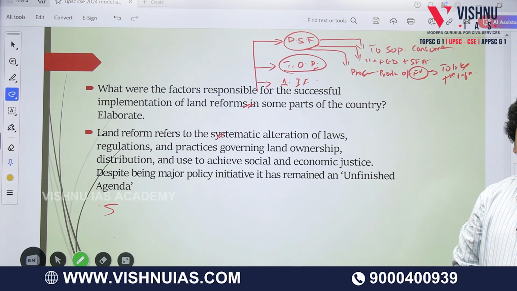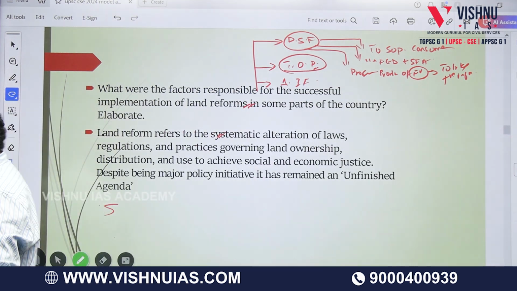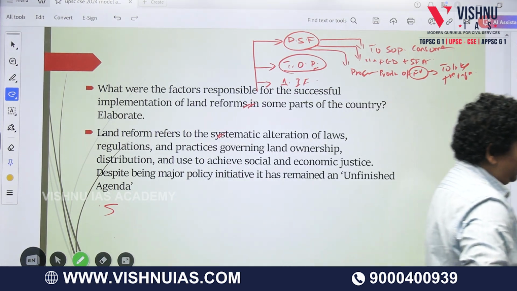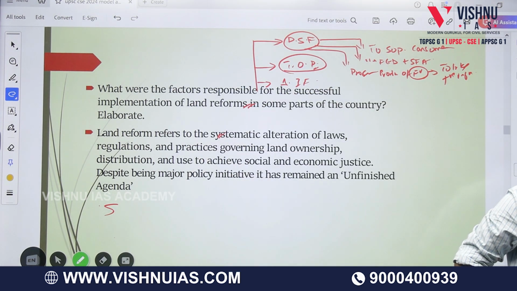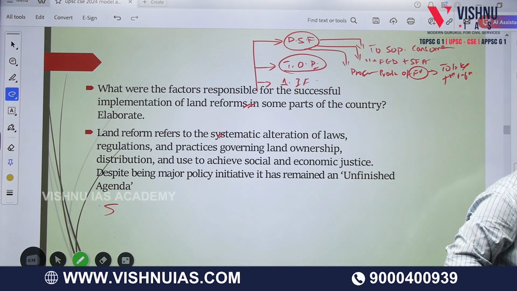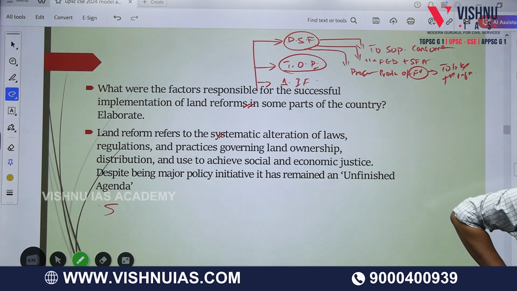See, basically, why it was asked in GS3 is because it is a part of economy also. It is slightly a part of security also. Okay. Why was Naxalism started in India? What is the reason behind the beginning or launch of Naxalism in India?